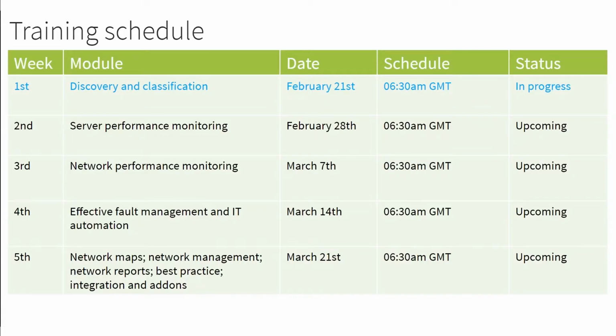Let's see what we have got for the training schedule. This training is a 5-part series, and today we'll cover discovery and classification. Next week, we would see server performance and monitoring, and on 7th of March we would cover network performance monitoring, and on 14th of March we have effective fault management and IT automation. The last session is on 21st of March, which covers network maps, network management, network reports, best practice in OpManager, integration, and add-ons which we've got. So you can have further details on this training on the link shown below.